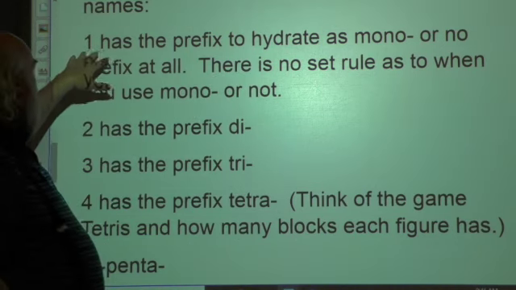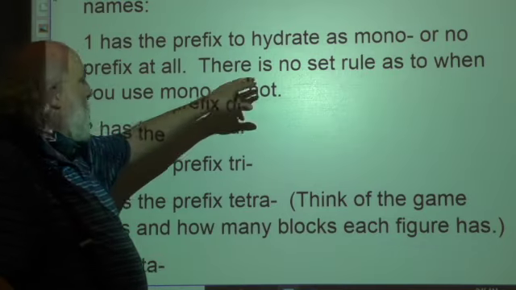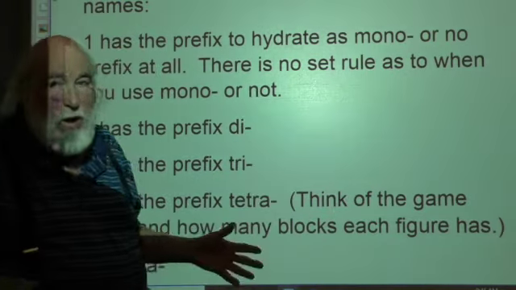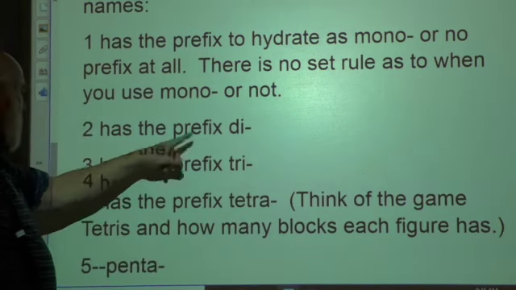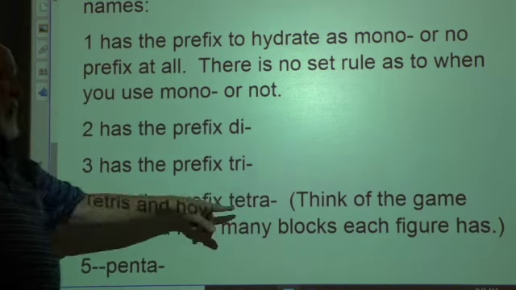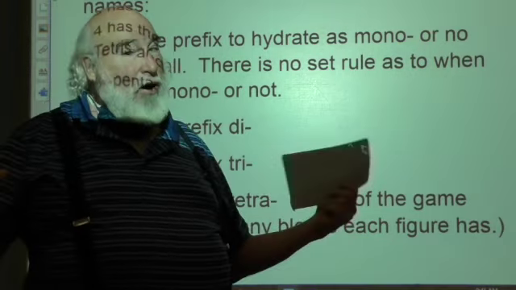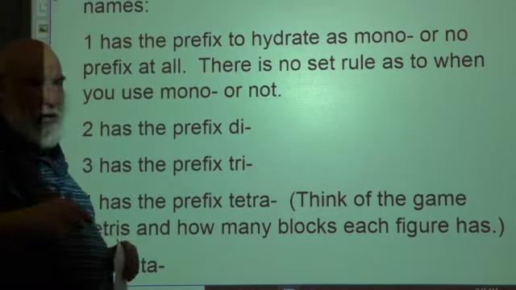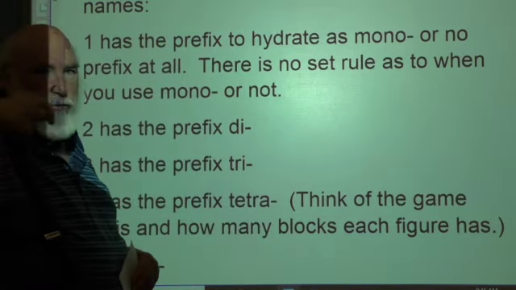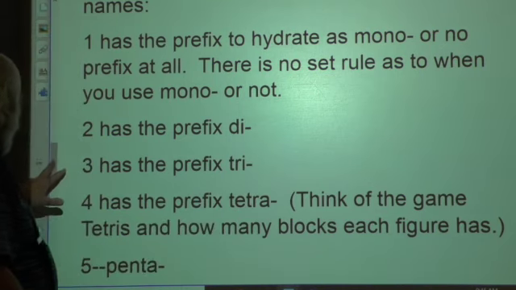So, in the script, which you should be looking at, we have prefixes for the first 10 numbers. Now, 1 is either mono or just none at all. So if I don't give you a prefix, you know that has a 1 on it. 2 is di, 3 is tri, 4 is tetra. If you ever played the game Tetris, you know that every block has how many parts to it? 4. 4 is Russian for Tetris, so that's where they get the name tetra from.